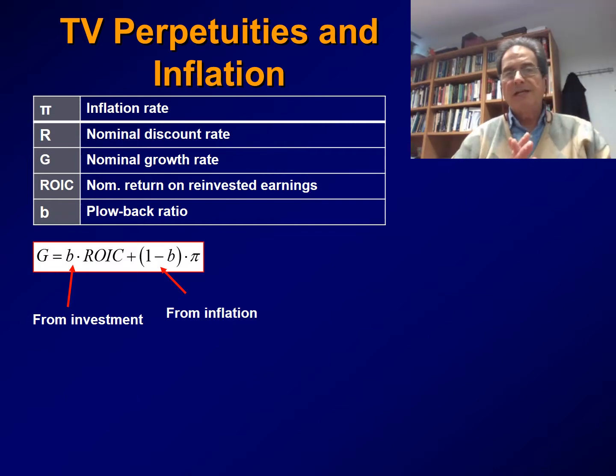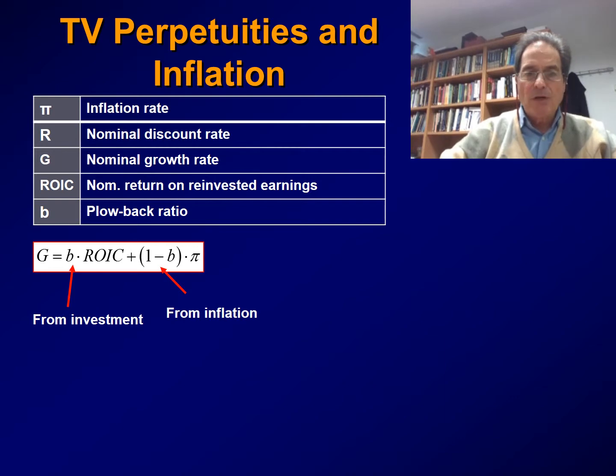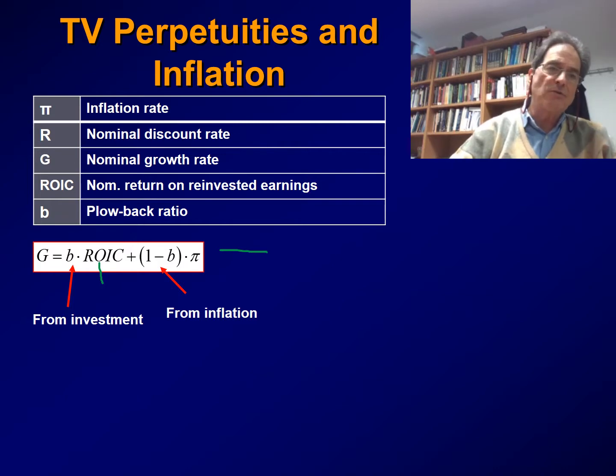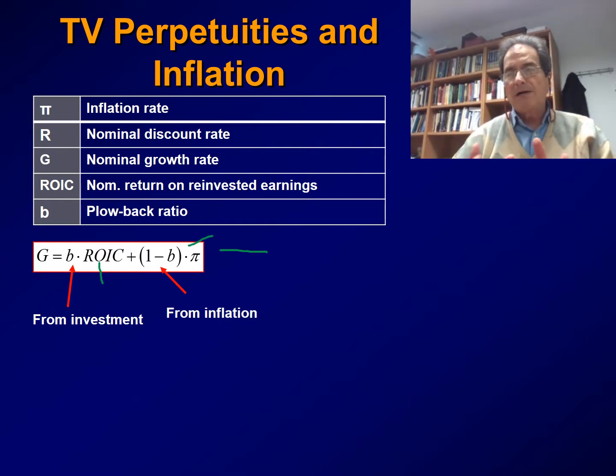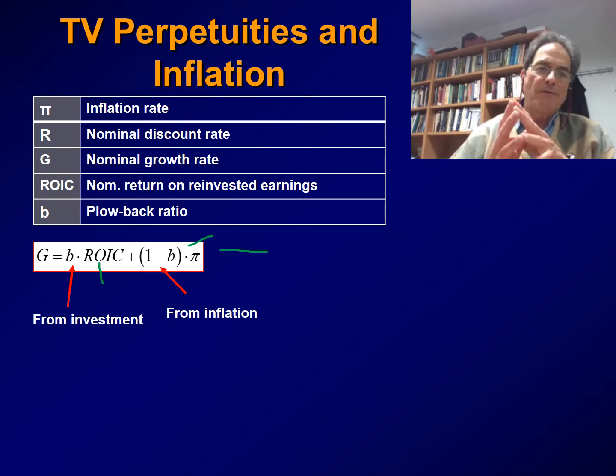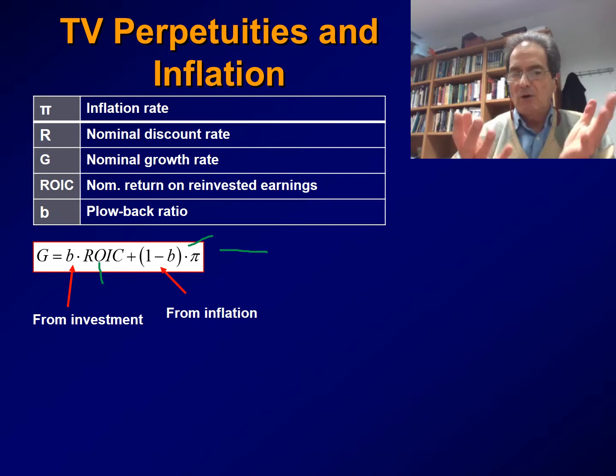It can be shown that the nominal growth rate now is given by this formula, in which we have two components. The first component is B multiplied by ROIC, which is exactly the same that we had before. It's the plowback ratio multiplied by the return on invested earnings. But now we have a second part, which is 1 minus B multiplied by pi. And this is the part of growth that comes from inflation. Actually, it's not real growth.